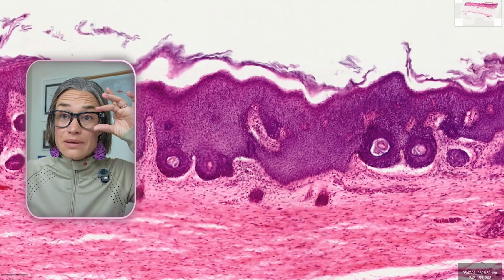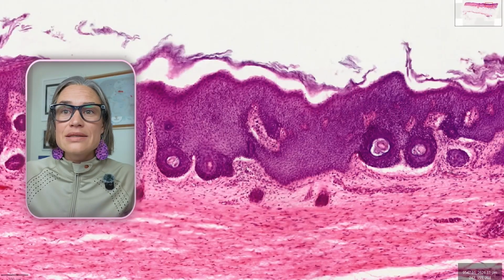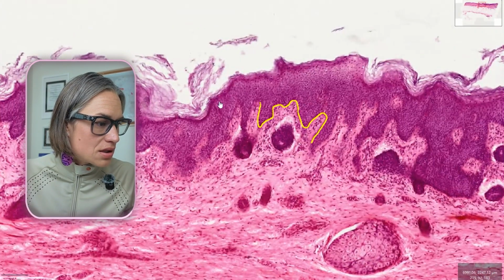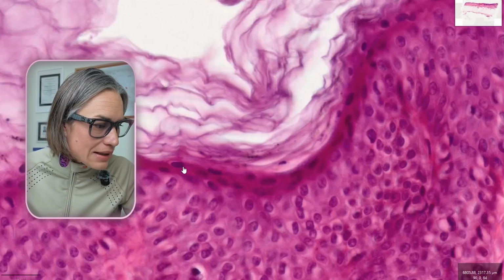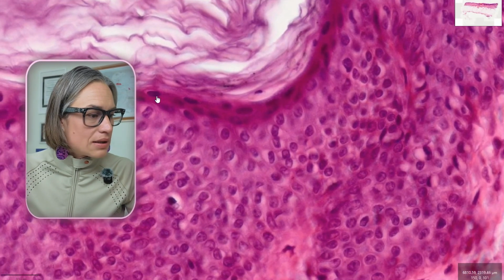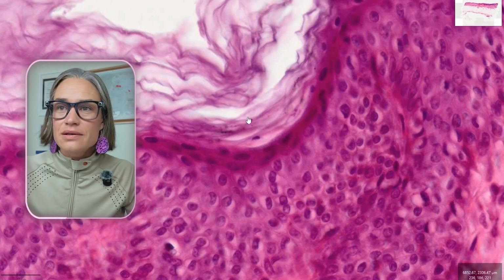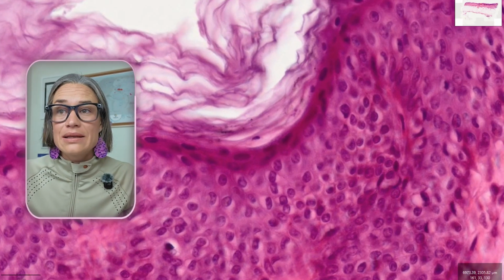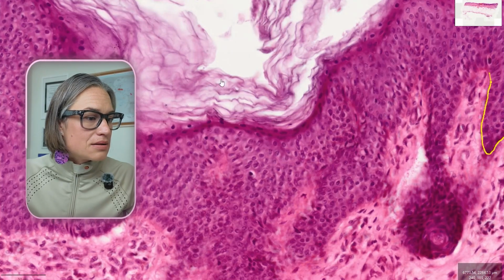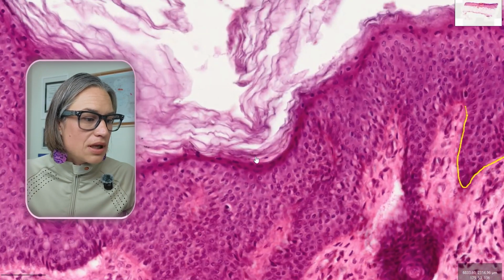We said stratified means multiple layers. Squamous means the cells at the surface are flattened. And I'm looking, yes, these are more flattened. These are more round. The ones on the surface are flattened. Keratinized means that the protective keratin layer is on top, and keratin is a type of protein that these cells have.